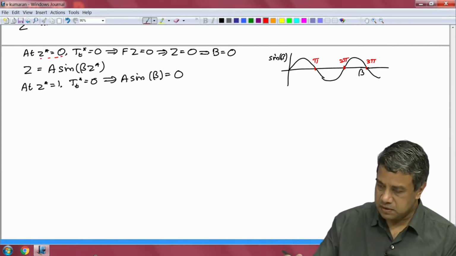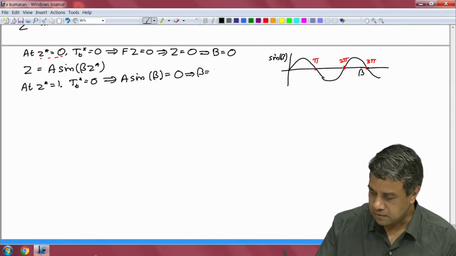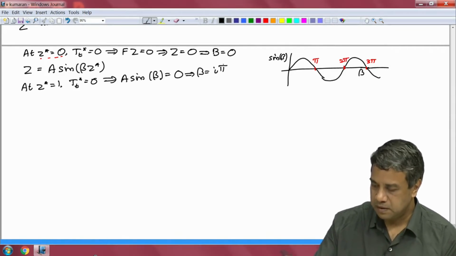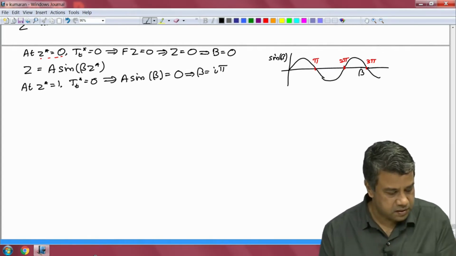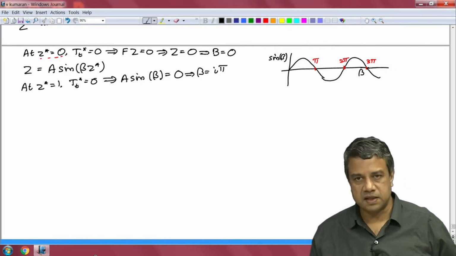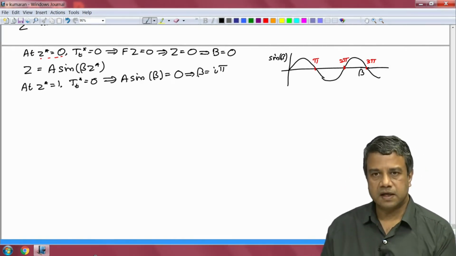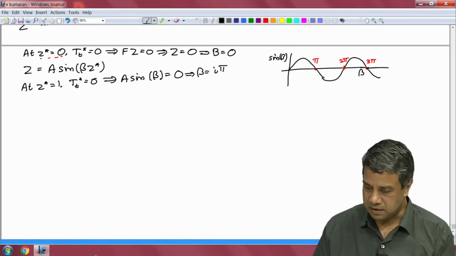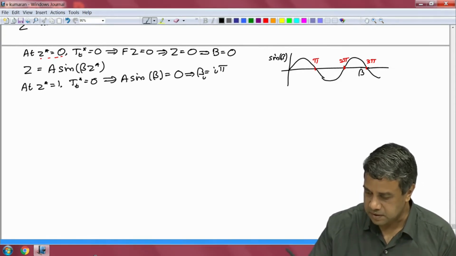So, the most general solution for beta is that beta is equal to I times pi, where I is an integer. So, beta takes the general value I times pi, where I is an integer. So, there are an infinite number of solutions for this constant beta. I will refer to these as beta I.